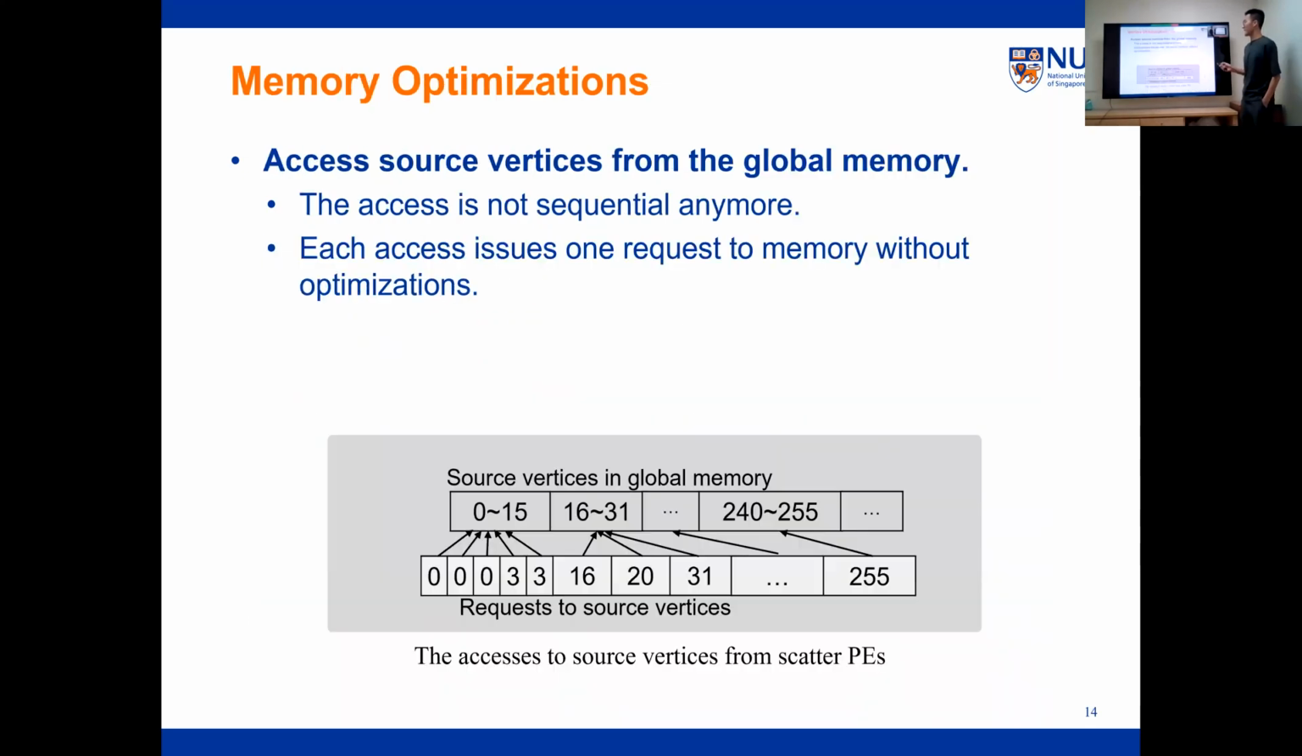However, one side effect is that we need to access the source vertices from the global memory directly. As you can see in this figure, the first row is the source vertex properties in the global memory, and the second row is the requests from the scatter stage. The access is not sequential anymore because some vertices you don't need to access, and some vertices you need to access multiple times. Unfortunately, with HLS, without any optimizations, each access will issue one request to the global memory that will heavily stall the pipeline, resulting in very bad performance.